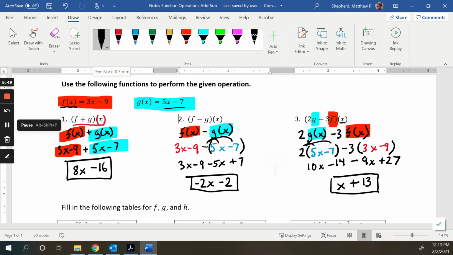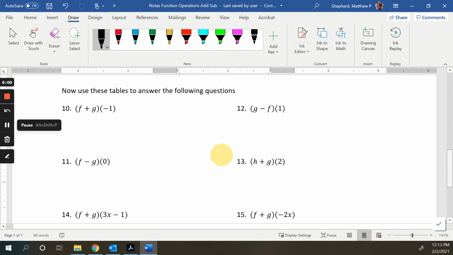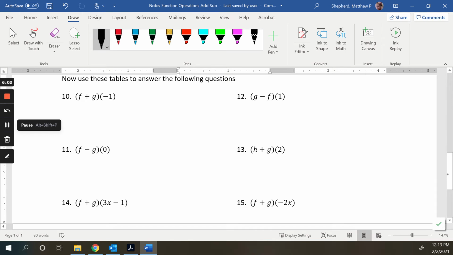In these next problems, let's see, there it goes. Sorry, getting it to scroll is not working very well.